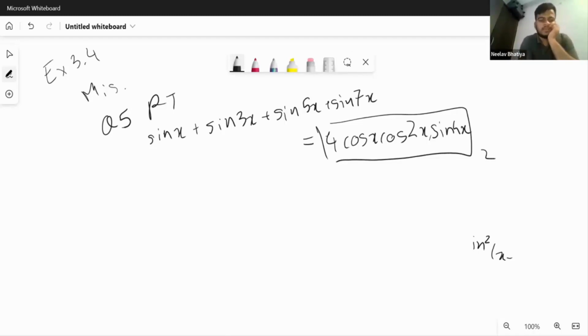Try and look at this. x plus 7x equal to 8x. 3x plus 5x is also equal to 8x, right? So if I apply the sin c plus sin d formula in these two terms and these two terms respectively, I am going to get sin 4x as common, correct? That is very simple for us to observe, because sin c plus sin d equal to 2 times sin (c plus d) by 2 cos (c minus d) by 2. So when I apply the same formula in both these two terms respectively, I'm going to get sin 4x as common, correct? And in the RHS as well, we see a sin 4x term.